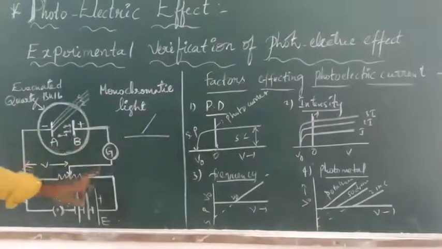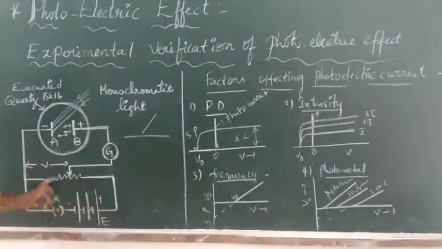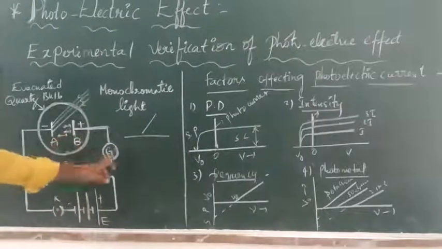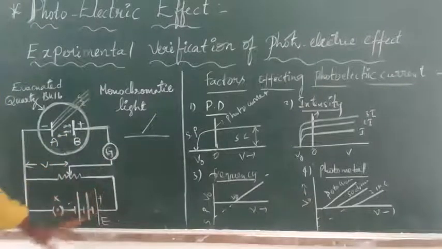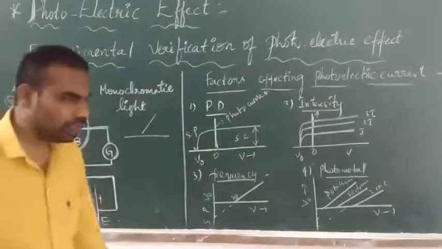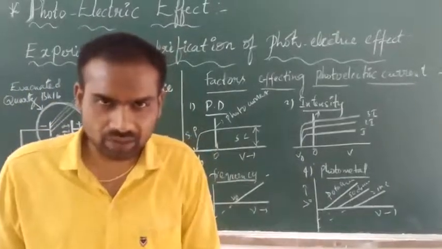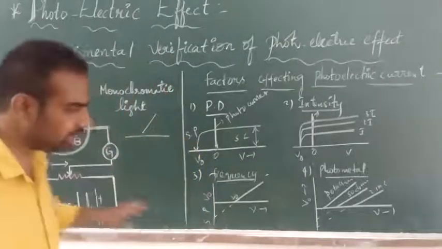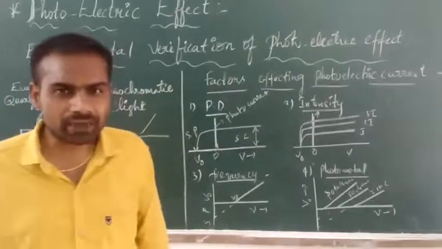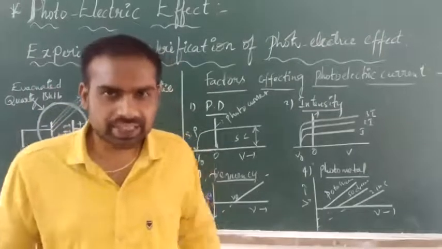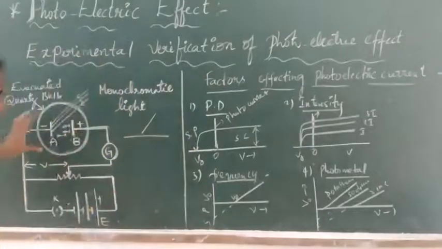Plate A is connected to the negative terminal of the battery, and plate B is connected through a galvanometer to the positive terminal of the battery. The two plates are connected to a high tension battery, and it is connected to a rheostat. We can adjust the voltage, whatever the battery voltage, with the rheostat. So this is the experimental arrangement.